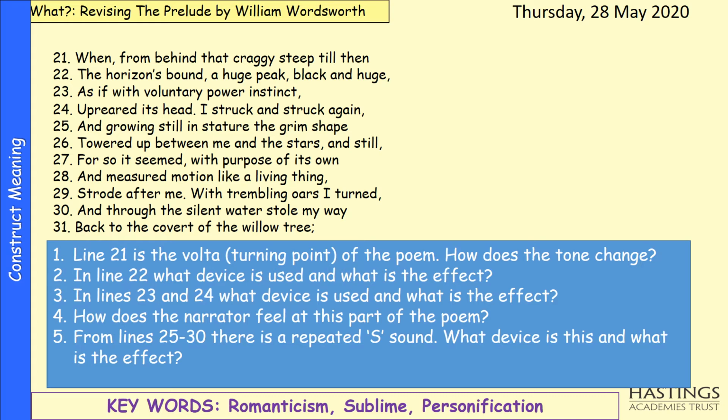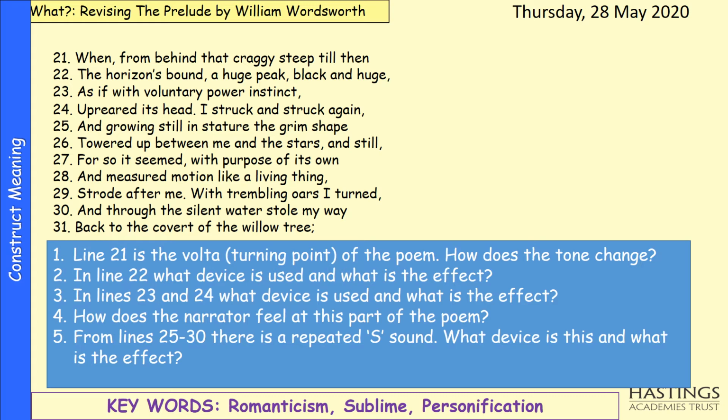So it changes there when from behind that craggy steep till then the horizon's bound a huge peak, black and huge. So what happens here is the poet sees the mountain that he was sort of rowing towards, but it almost comes up closer than he was expecting. It takes him by surprise, it frightens him, and that changes the whole tone of the poem and his sort of outlook on nature as well.